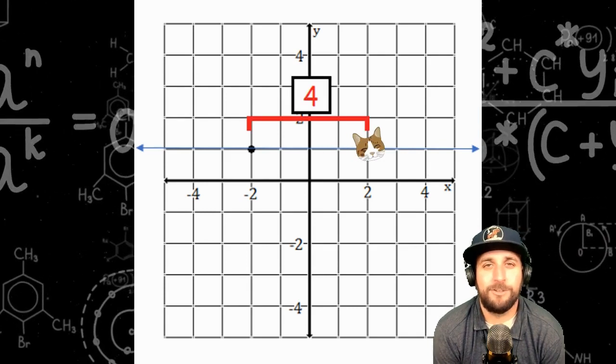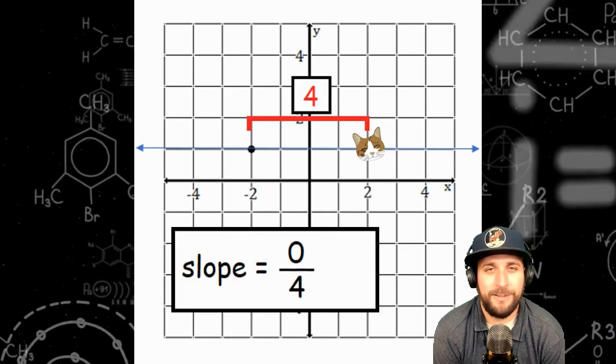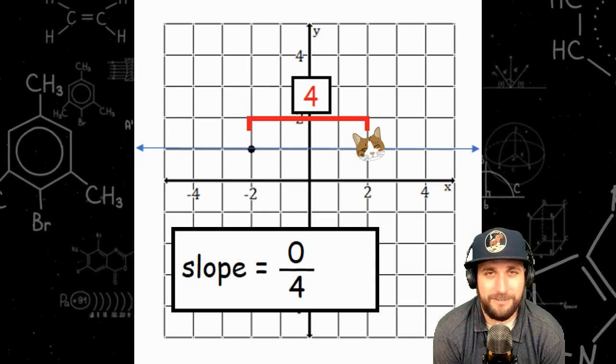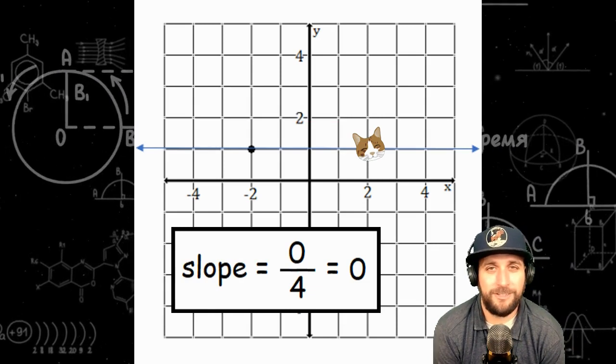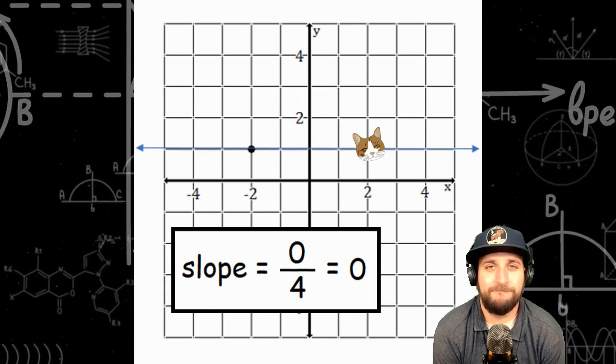So my slope would be 0 over 4. 0 divided by any number is 0. So my slope would be 0. So when we have a flat horizontal line, our slope is 0.